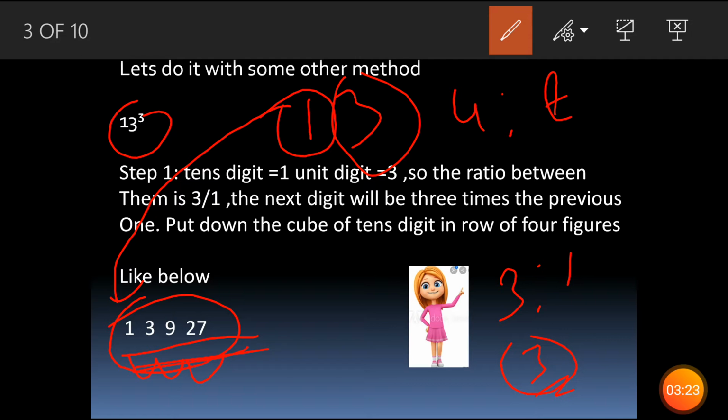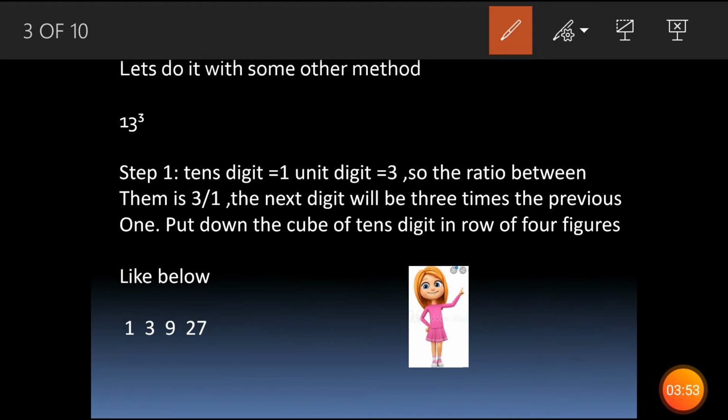The cube of the tens digit, that is 1. 1 cube is 1. So we have begun with 1, and after that we use the ratio, that is 3, and multiply by 3. So 1 3s are 3, 3 3s are 9, and 9 3s are 27. This is our first row. So first of all, you should be clear how to write the first row. For every question we are going to do the same. Now how to write the second row? Just see.